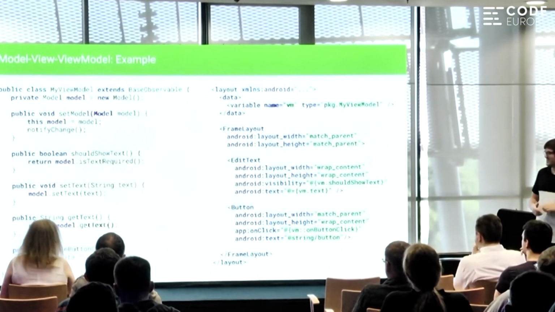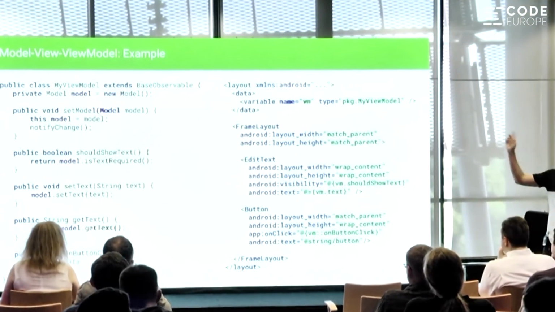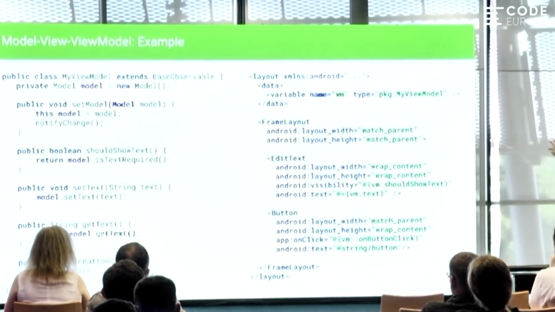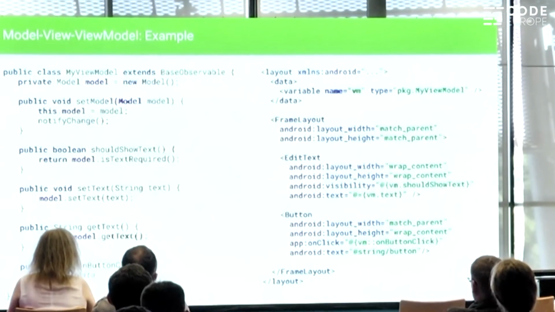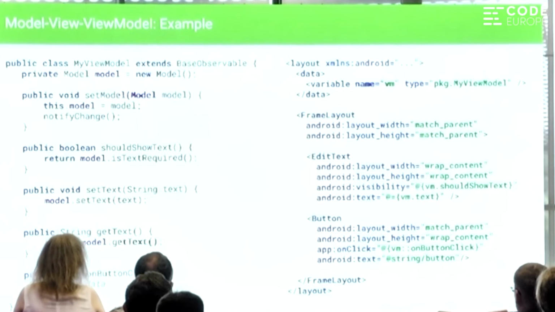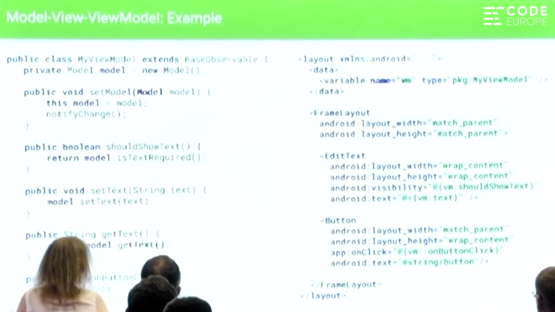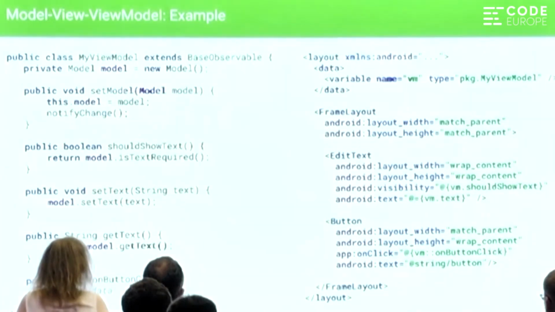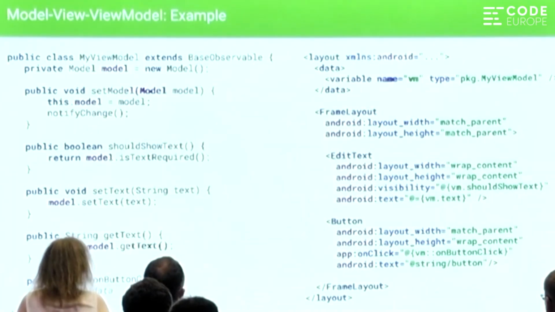So now let's look at an example. On the left side, we have a very basic view model, and on the right side, we have the corresponding layout file. In the layout, note that we only have one variable. It's our view model, named VM with our type, in this case my view model. So the view model provides all the properties you need to bind. This can be as easy as just returning a string or more complex, depending on your use case.